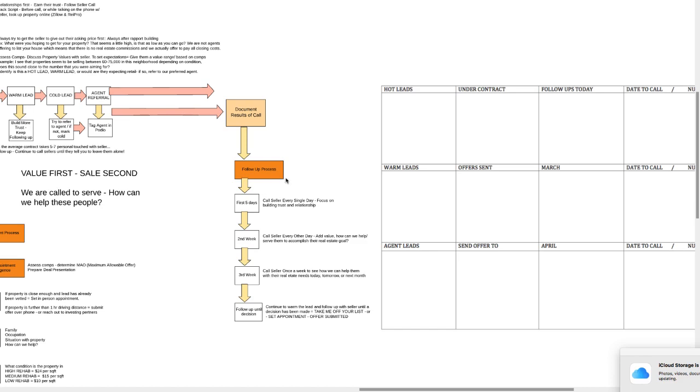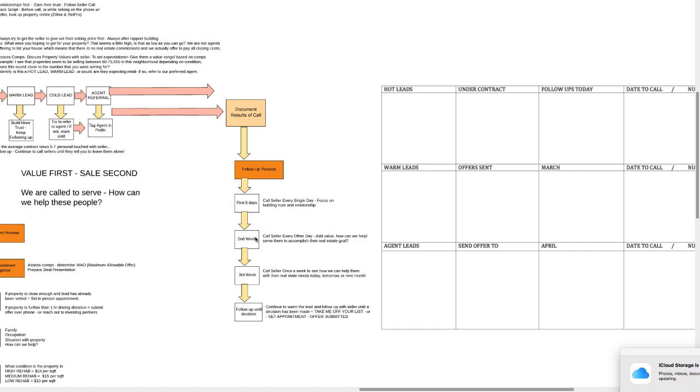Follow-up process is as follows. The first 5 days, we want to call just about every single day. Focus on building trust, building rapport, and seeing how we can serve these people, right? Second, goal is to set an appointment. Second week, call the seller every other day.